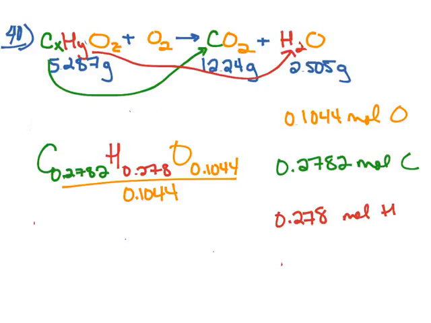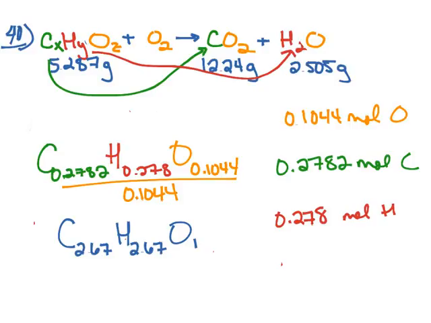So when I divide 0.2782 from the carbon subscript by 0.1044, I actually end up getting about 2.67. Same thing for hydrogen, somewhere around 2.67. Oxygen, since I'm dividing the number by itself, I get a subscript of 1. So what I say to do now is to just try multiplying by different integers to see the smallest integer that will give all whole numbers.